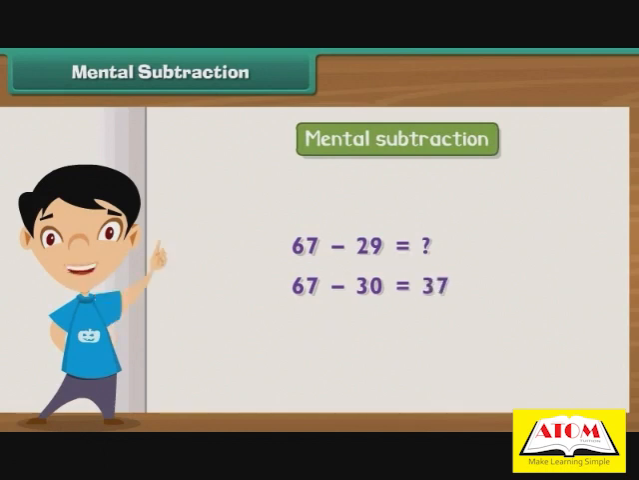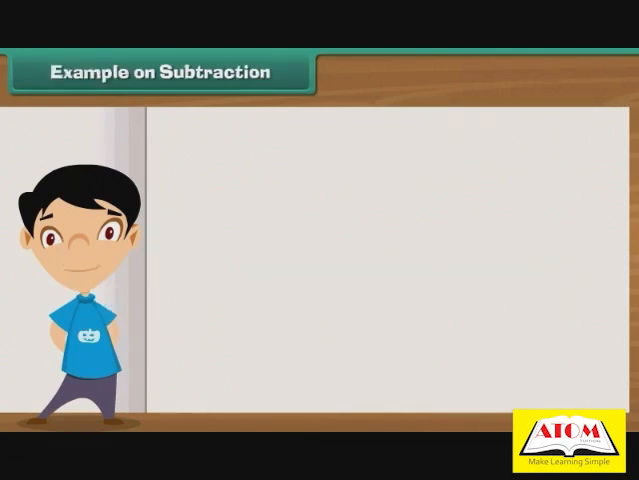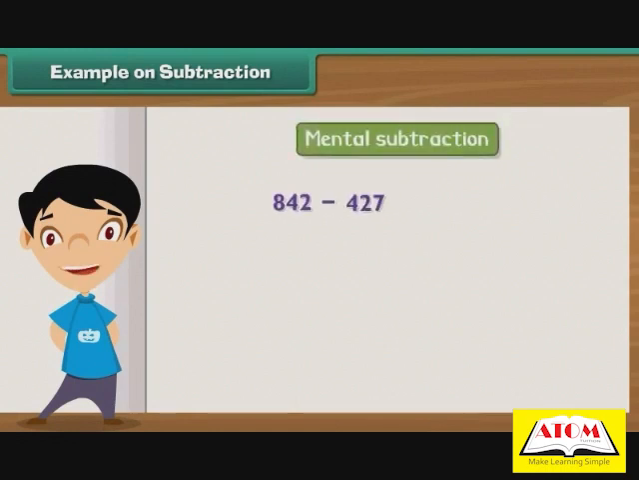But we subtracted an additional 1. So, we add 1 to the difference. Thus, the result of subtracting 29 from 67 is 38. Let us practice mental subtraction. Subtract 427 from 842. To simplify subtraction, let us convert 427 to 430 and 842 to 840.